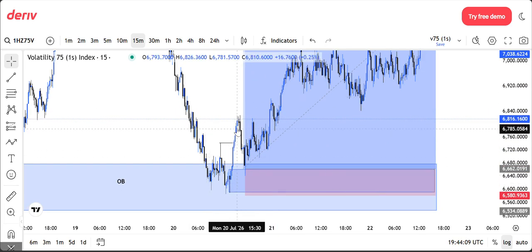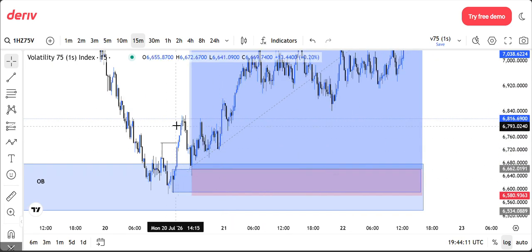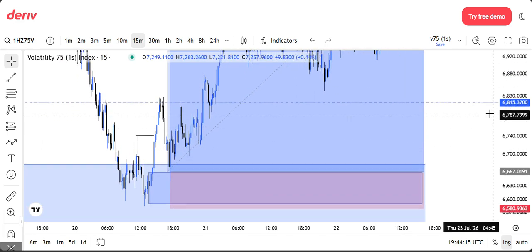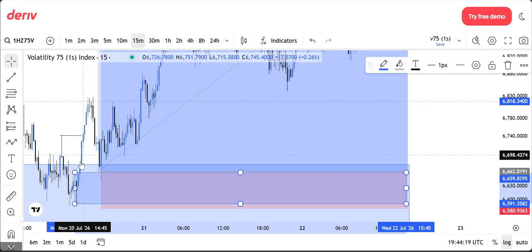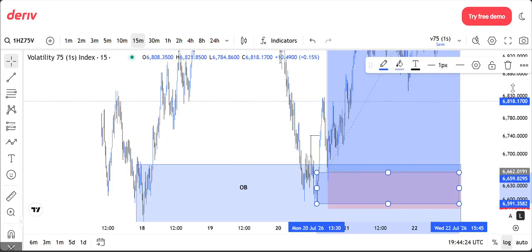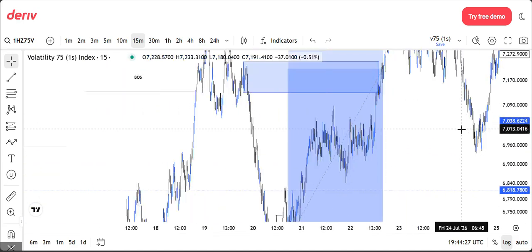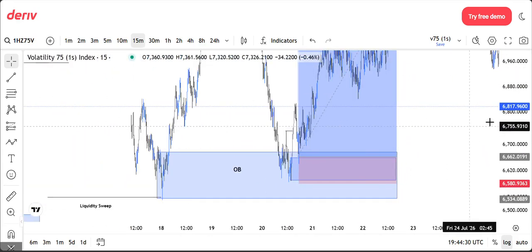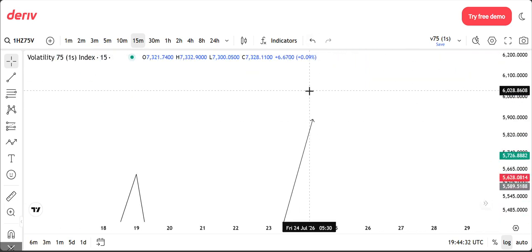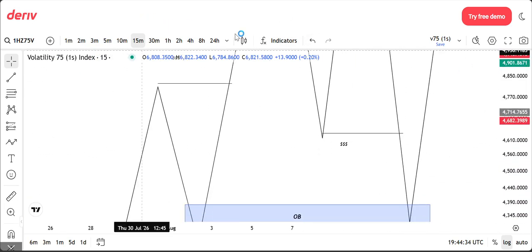So price broke structure. This was a break of structure to the upside, and this is that other block that caused that break of structure. Price came in and tapped into that zone. The moment price tapped into that zone, that's how we're able to get our confirmation, and then we took that trade. This particular model is the same entry we have here.